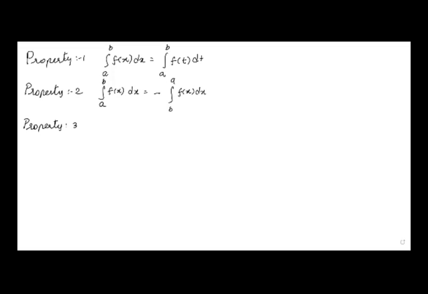Property 3: integration a to b f of x dx can be written as a to c f of x dx plus c to b f of x dx, if we have an intermediate value c between a and b.